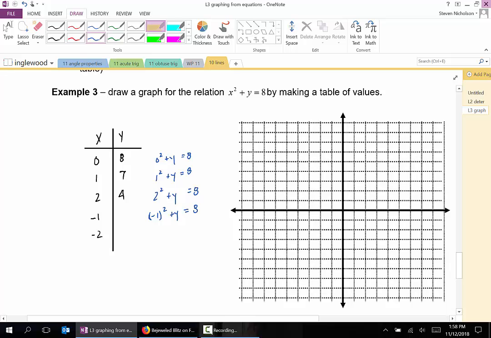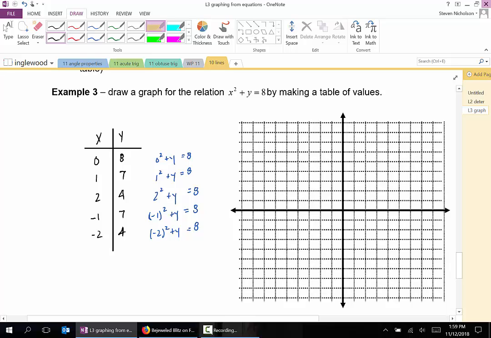Negative 1 squared plus y is equal to 8. Negative 1 squared is equal to positive 1. Negative 1 times negative 1 is positive 1. So therefore, y is equal to 7. And negative 2 squared plus y, again, always substitute in brackets, especially with negatives. Negative 2 times negative 2 is 4. And 4 plus 4 is equal to 8.